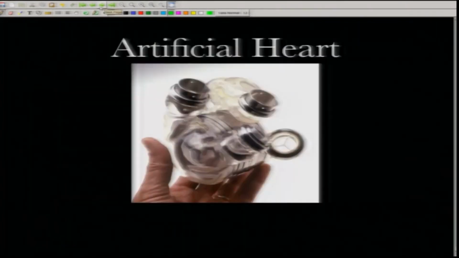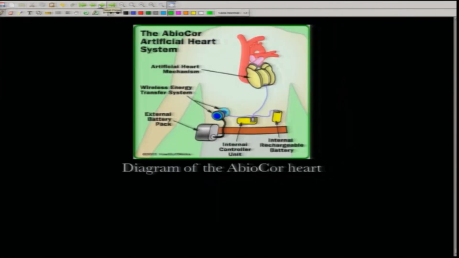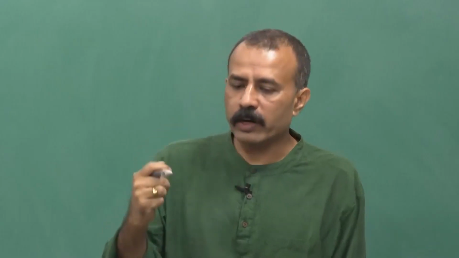And then talking about the artificial heart, these are artificial hearts in case you have to replace the whole heart. These are some of the models which are currently being tried out by Apcor Hearts and other companies, where you can replace the whole pumping machine with an artificial heart.